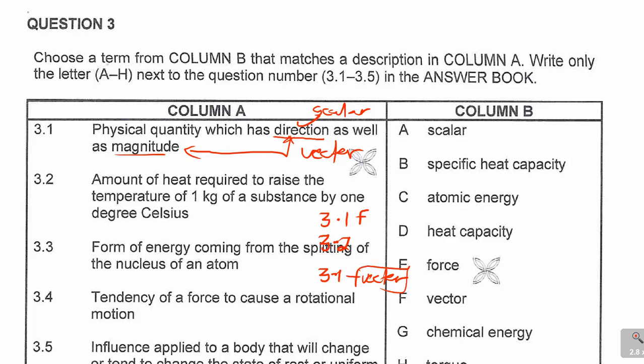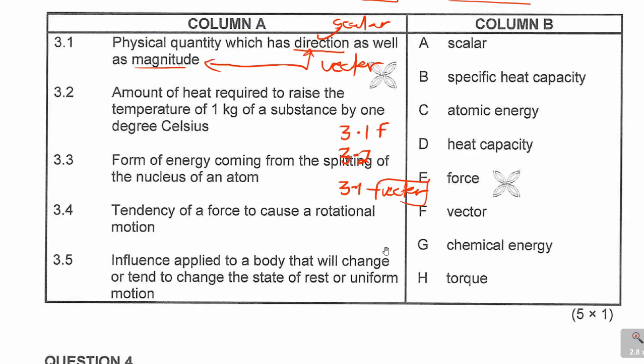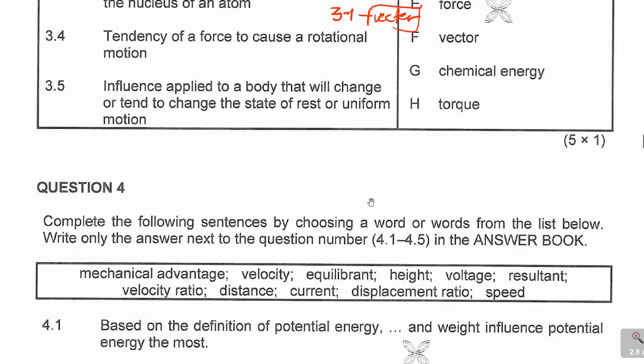They said choose a term from column B that matches a description in column A. Then it says write only the letter A to H next to the question number 3.1 to 3.5 in the answer book. So be careful of that one. Just follow the instructions. That's why students sometimes don't follow the instructions when it comes to that part. So, continuing there, question 4.